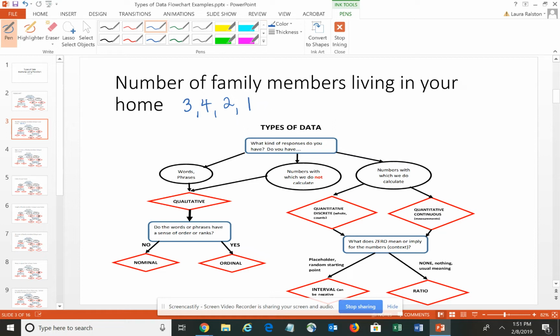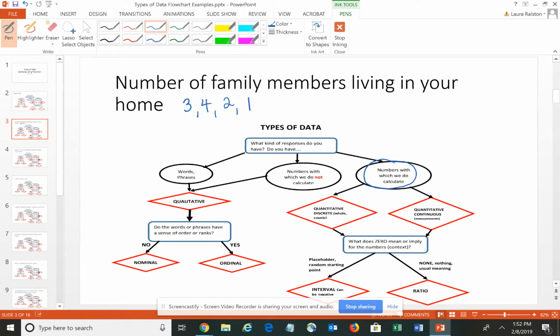So if you know that it's numbers, then you have to decide, is it numbers that you're going to calculate with or not? Would you think about adding together the number of family members from your results, or would you multiply them or divide them? And so we could calculate. So I'm down to the decision that I believe these are numbers with which we calculate.